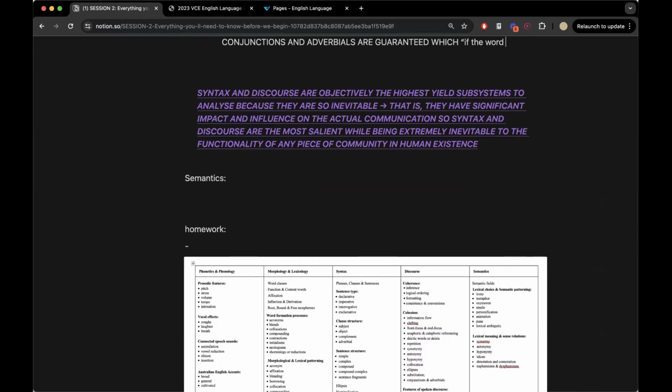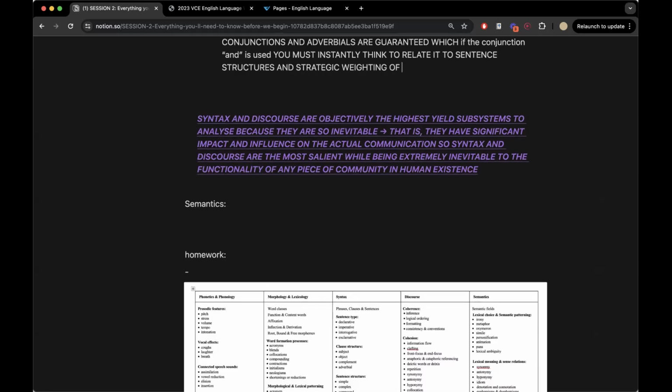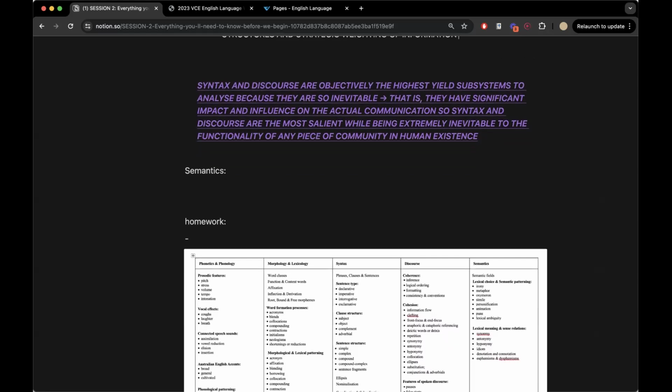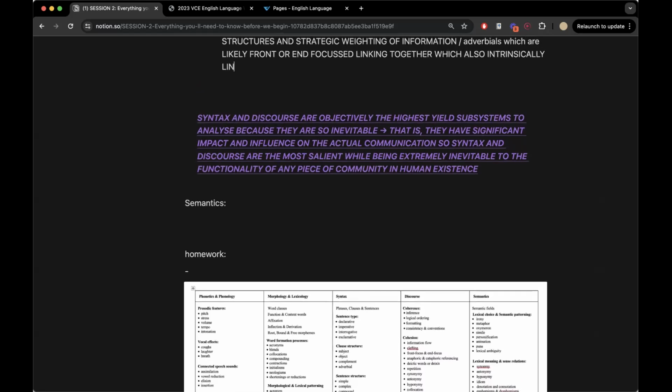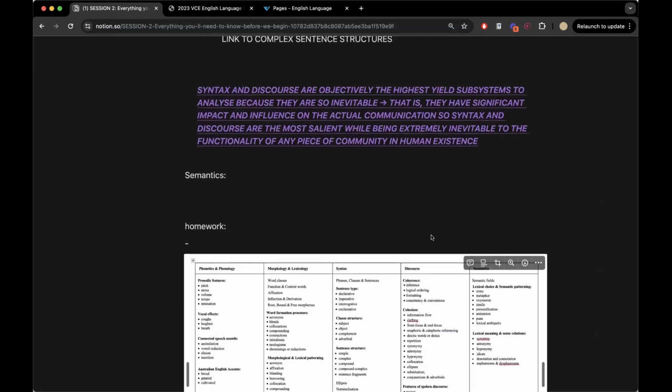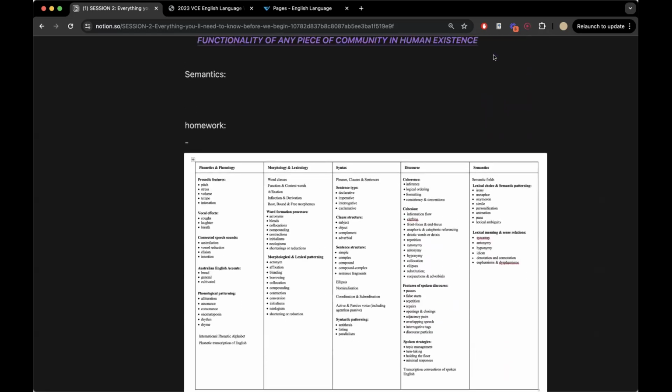which if the word and is used, right, or if the conjunction, I'll be more specific myself, if the conjunction and is used, you must instantly think to relate it to sentence structures and strategic weighting of information, right? Slash adverbials, which are likely front or end focused, linking together, which also intrinsically link to complex sentence structures. Wow. So notice how the spider web is so deeply connected. It's your job to depict that spider web.